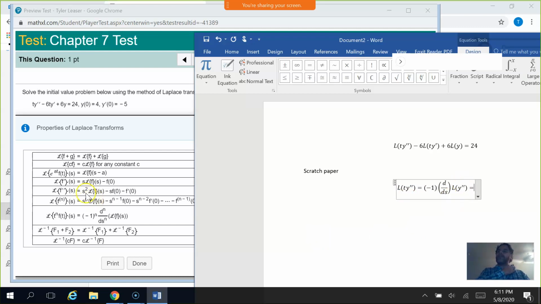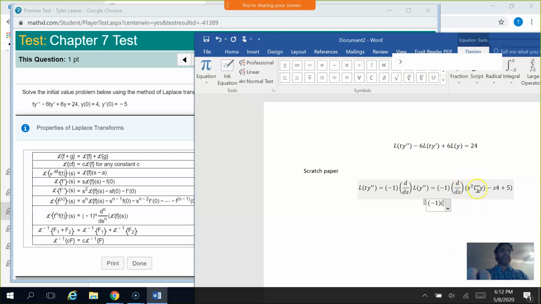But the Laplace of the second derivative is coming from this property here. So this is going to be the negative of the derivative of, and then the second derivative is s squared times the Laplace of the function itself, minus s times the function at 0, which is 4, minus the derivative of the function at 0, which is negative 5. So really that's going to be plus 5 on the end. But we're taking the derivative of this with respect to s, and it's the negative, so we'll leave the negative out in front, and let's just take the derivative of each of these terms separately.